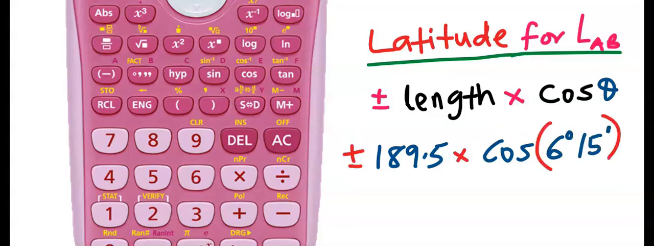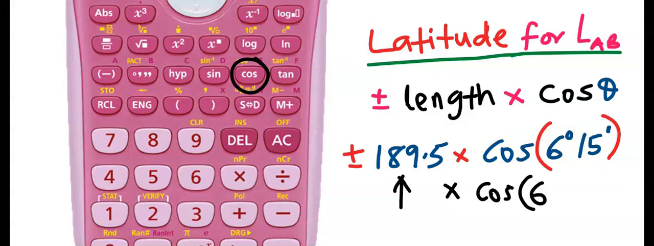How are you going to do this using your calculator? In your calculator, you type 189.5, then you press multiply, then you press cos, open bracket, then you type 6, then you press this, then you're going to have something at the top.